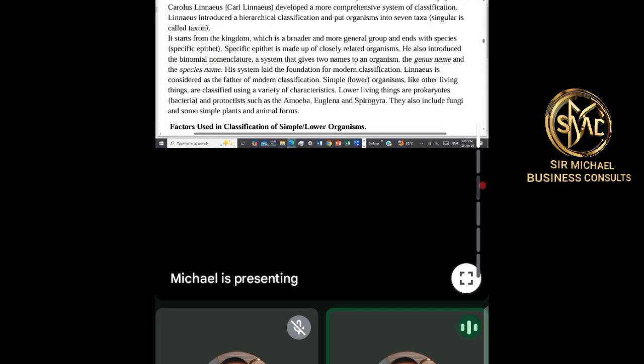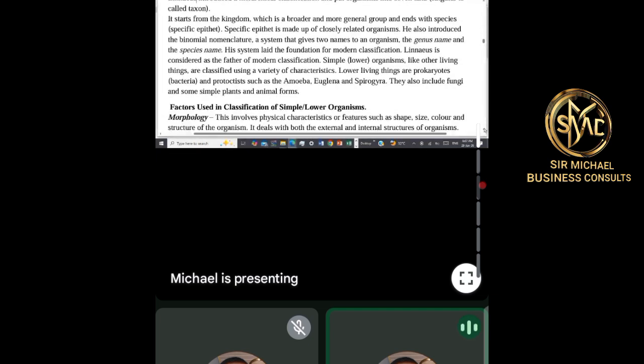Lower living organisms, for example, are prokaryotes, that is the kingdom bacteria, protists such as amoeba, and we can talk about the fungi, another kingdom. Some fungi are unicellular, some are multicellular, so they are like a thread between unicellular and multicellular organisms. Under the prokaryotes and protists, they are all unicellular organisms, which mostly exist as a single cell.